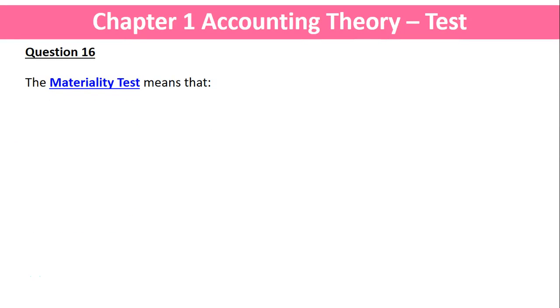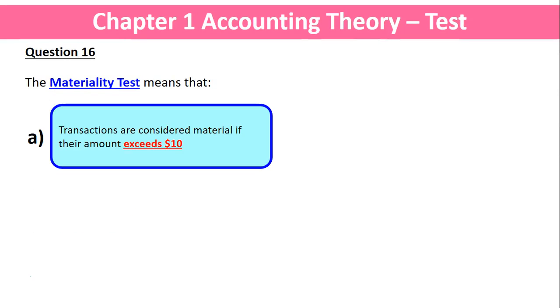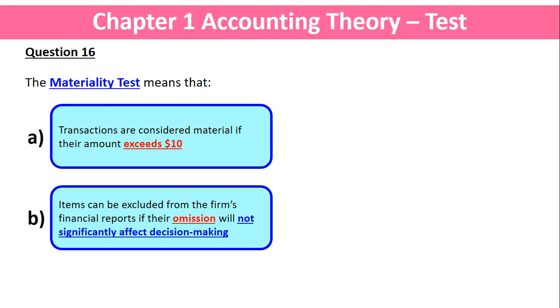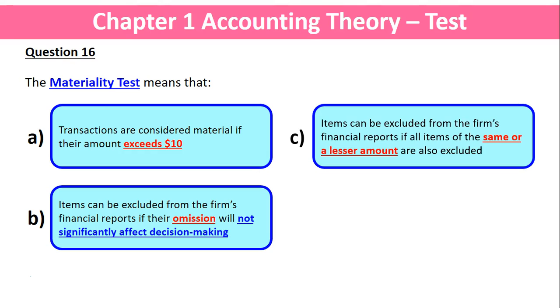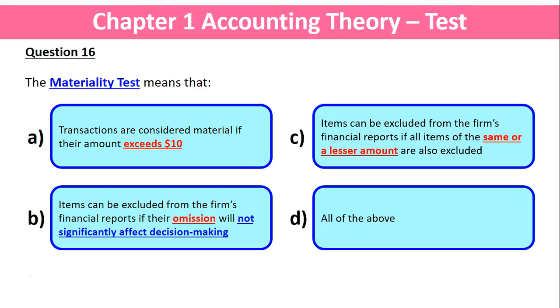Question 16. The materiality test means that A. Transactions are considered material if their amount exceeds $10. B. Items can be excluded from the firm's financial reports if their omission will not significantly affect decision making. C. Items can be excluded from the firm's financial reports if all items of the same or a lesser amount are also excluded. Or D.